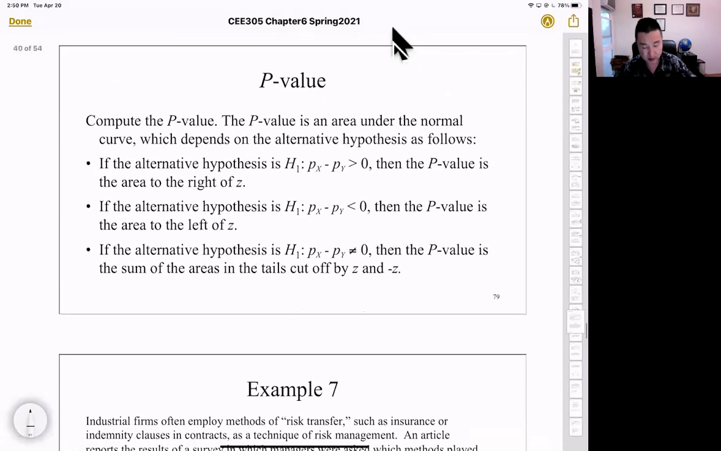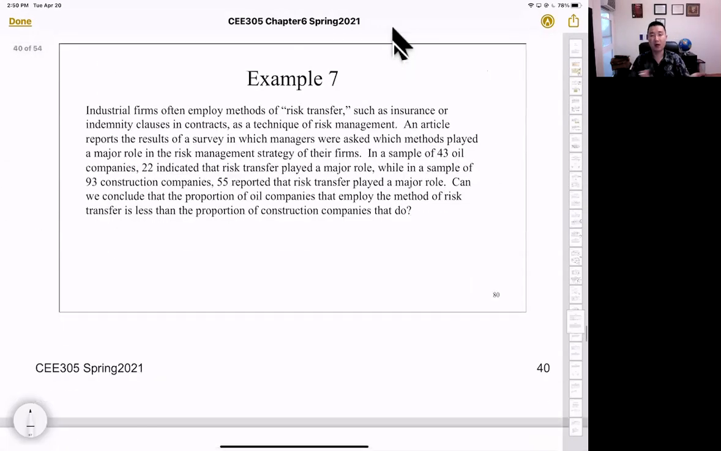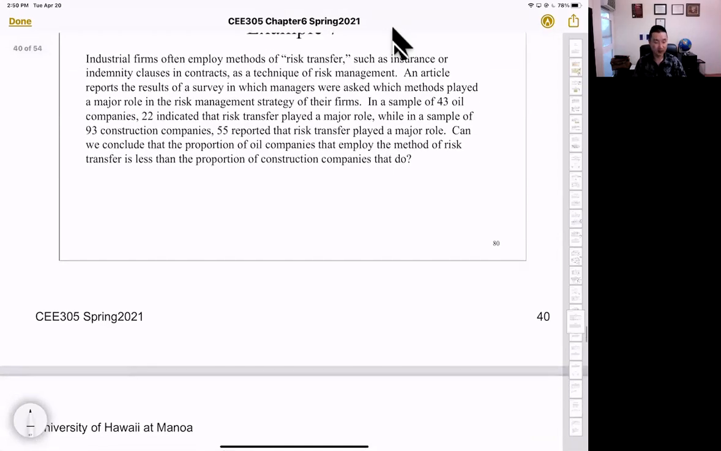The p-value is figured out exactly as before, depending on how H1 is set up. Larger than 0, the p-value is to the right of z. Less than 0, left of z. Not equal to, sum of two tails. Again, exactly the same as before. So based on the z-score, we calculate the p-value and then compare the p-value with alpha. Same trick.